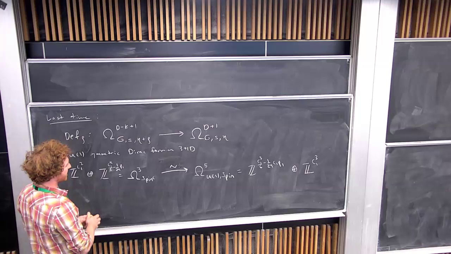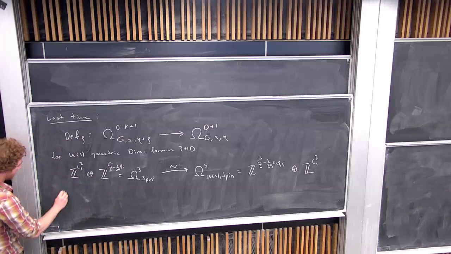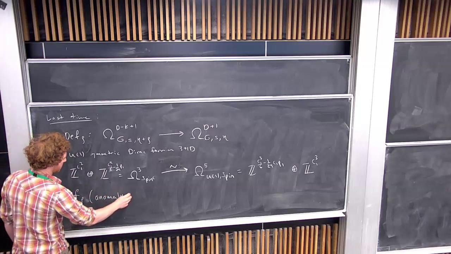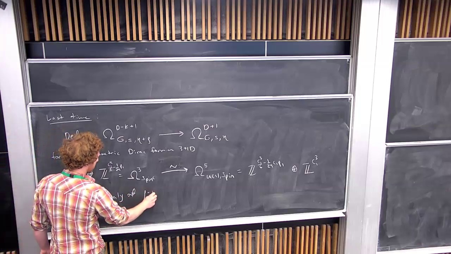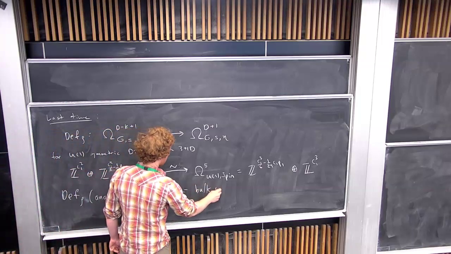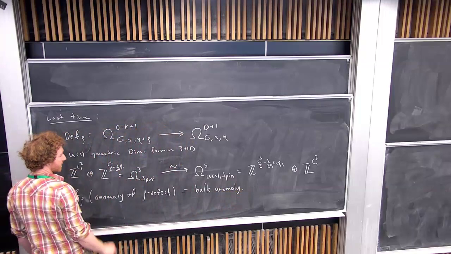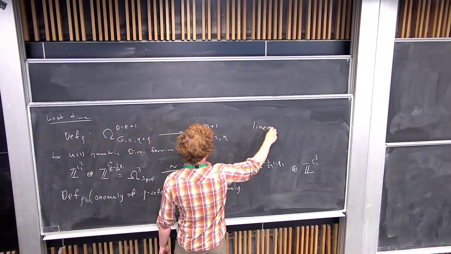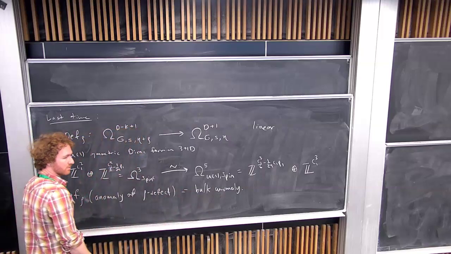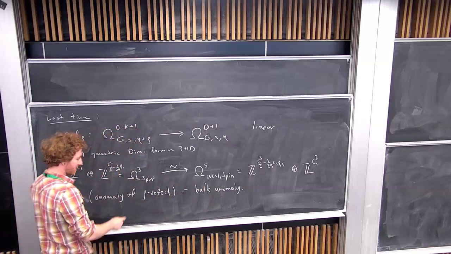And what this general theory tells you is that this map is defined so that if you compute this map applied to the anomaly of the row defect, you get the bulk anomaly. So this is our anomaly matching equation, and this map is linear. So if you have some theory with an anomaly, and you form the row defect, it has to have some anomaly, because the image of that under this map has to be non-zero. So this has to be non-zero.